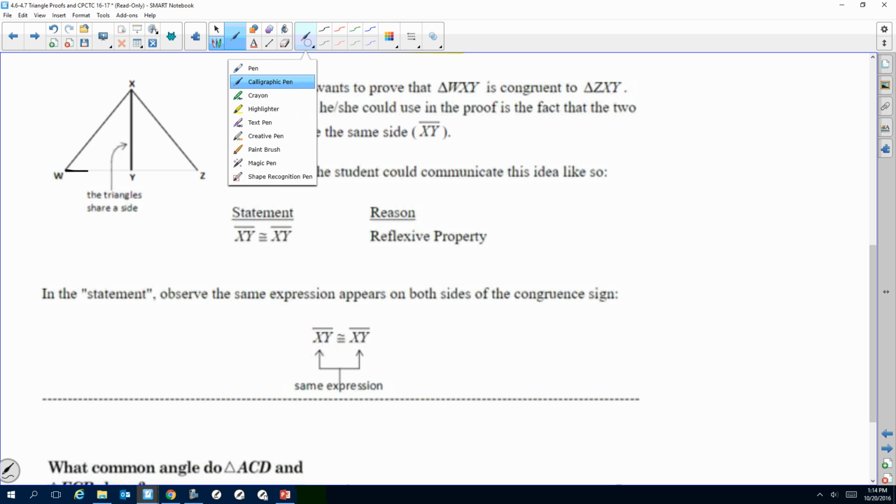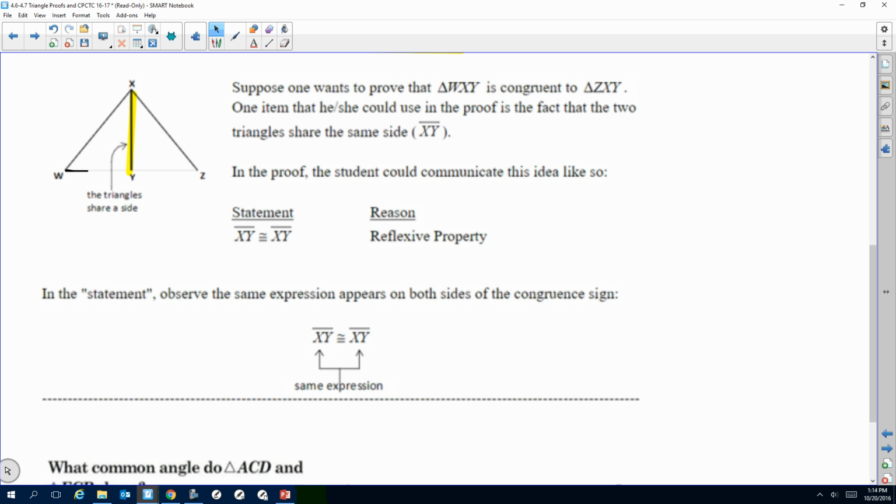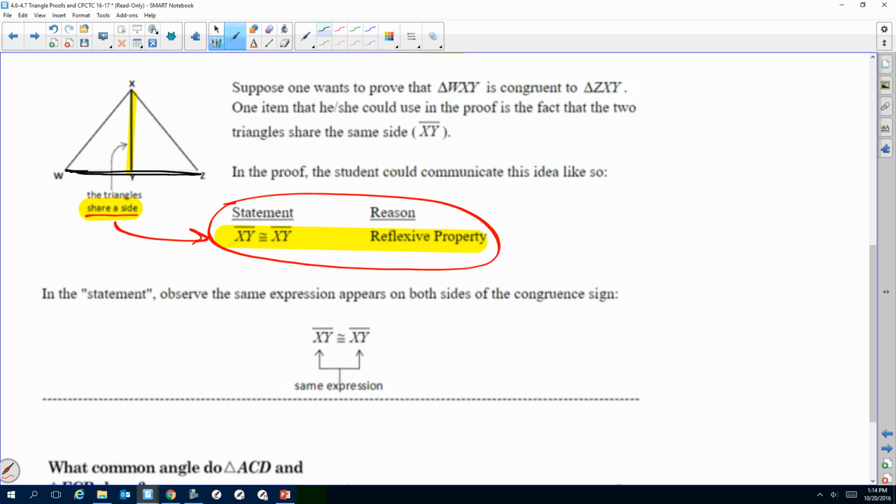Our shared side is the XY. Okay? When I have a shared side, we are going to state shared side. We're going to basically have a statement and a reason listing that shared side and using the reflexive property. So if I see shared side, you need to do this. You are expected to write that in a proof if you see and identify shared side.